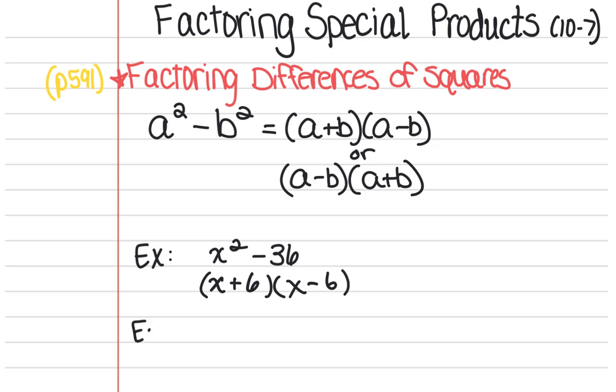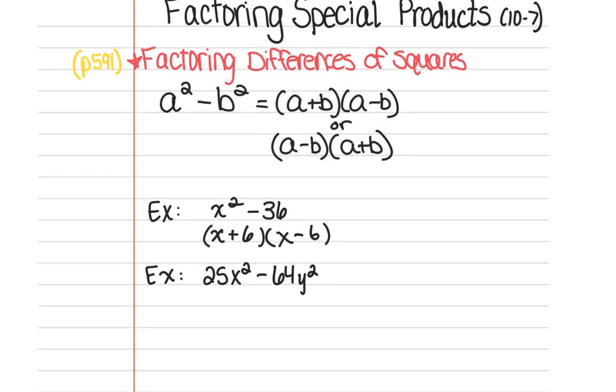Sometimes it'll look a little bit more complicated, but the steps will be the same. So let's say we have 25x squared minus 64y squared. I'd like you to copy this one down in your notebook as well, so you have some examples here. If I am going to identify my a and my b in this, my a is going to be 5x, because the square root of 25x squared is 5x. And my b is going to be the square root of 64y squared, which is 8y.